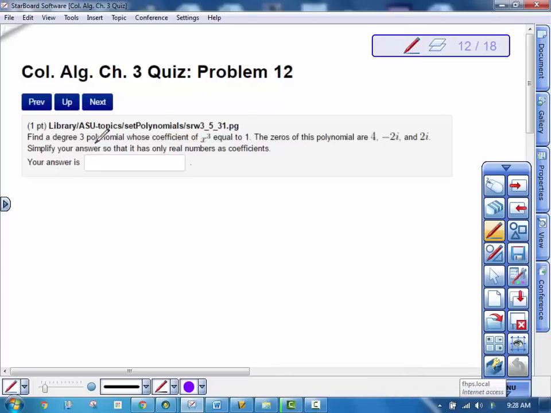Okay, the next problem wants us to find a degree 3 polynomial whose coefficient is 1, and it gives us the zeros. If 4 is a zero, then x minus 4 is a factor. If negative 2i is a zero, then x plus 2i would be a factor, and if positive 2i is a zero, then x minus 2i would be a factor. So we need to multiply this out, and that gives us our polynomial.